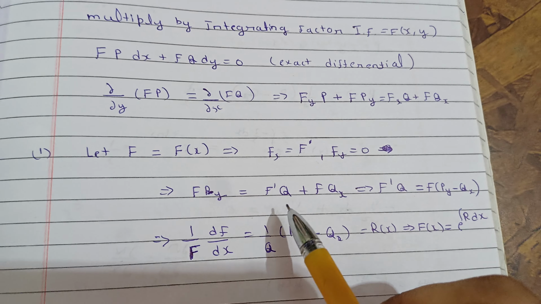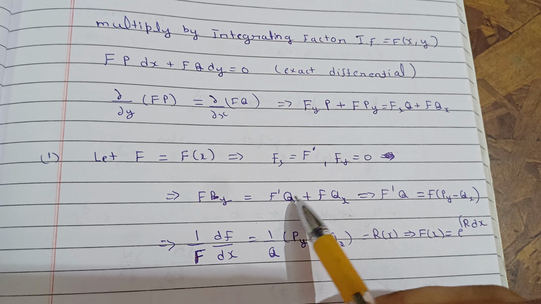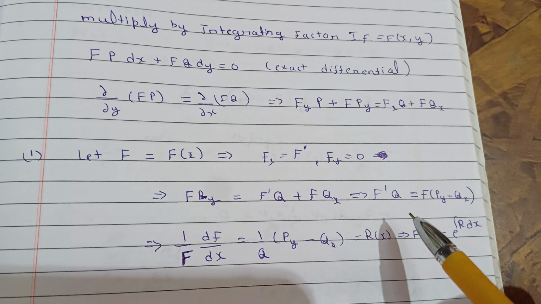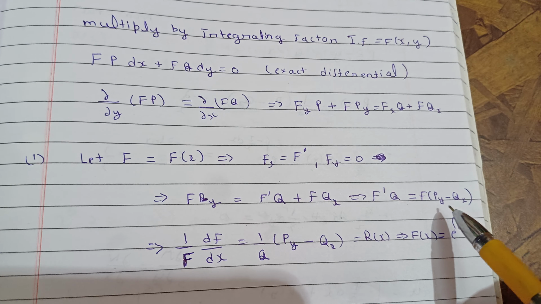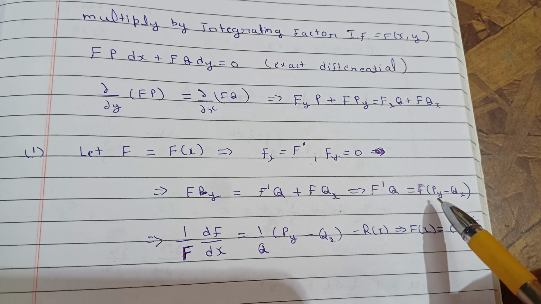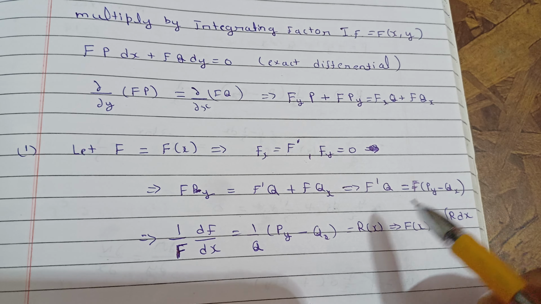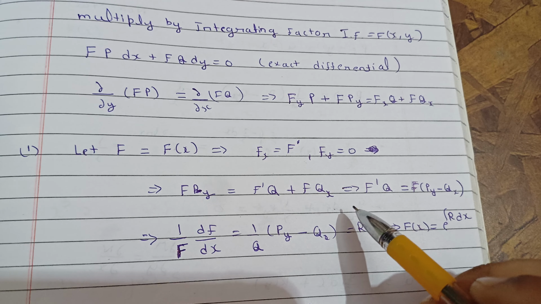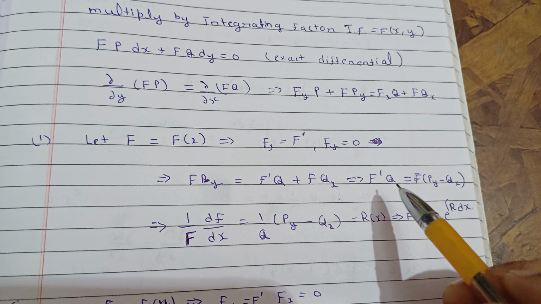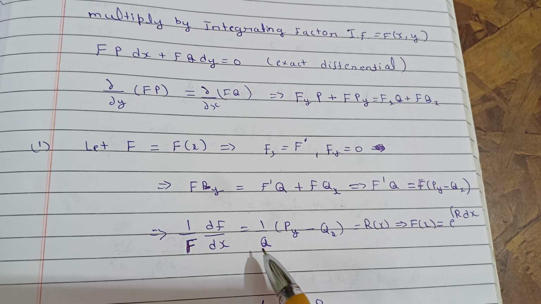Now we can rearrange this equation: f' Q equals f Qx comes to this side, and f will be taken common. Then f' Q = f (Py − Qx). Now f' is nothing but df/dx, and this f will be on this side and Q on this side. So we'll get this equation.